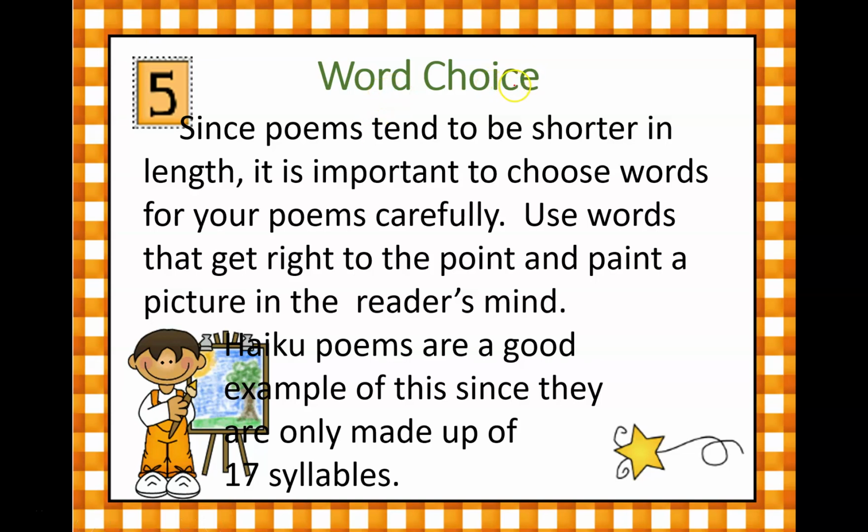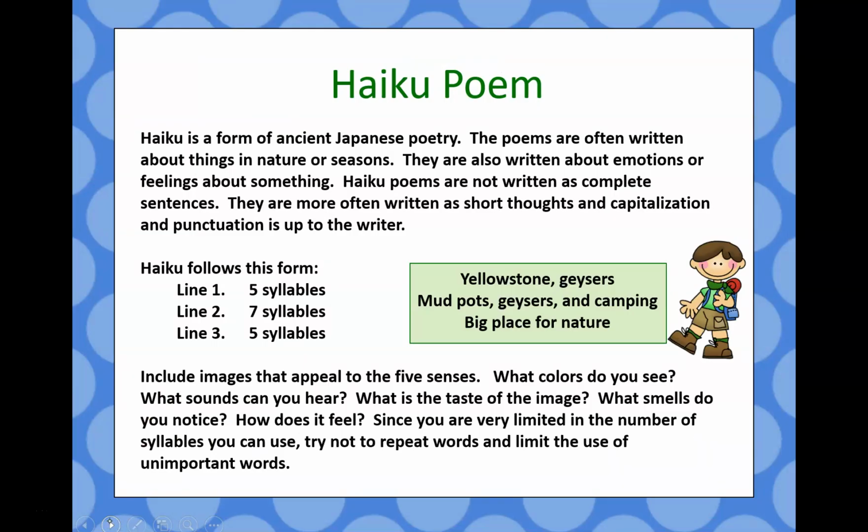So this right there at the top says word choice, and it says, since poems tend to be shorter in length, it is important to choose words for your poems carefully. It wants you to use words that get right to the point and paint a picture in the reader's mind. And then this is the reason I wanted to highlight it today. Right here it says, haiku poems are a good example of this since they are only made up of 17 syllables. So we are going to talk about haikus today.